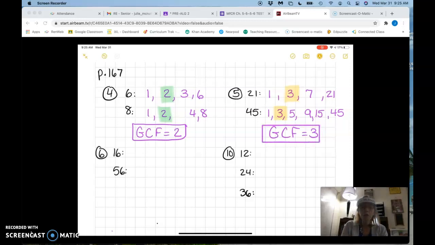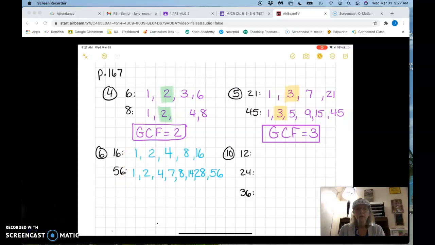So I encourage you, when you are doing your greatest common factors, circle the greatest common factor. You see how I'm highlighting? I want you to circle it, because you need to let it stand out to yourself or you're going to get lost in all the numbers.